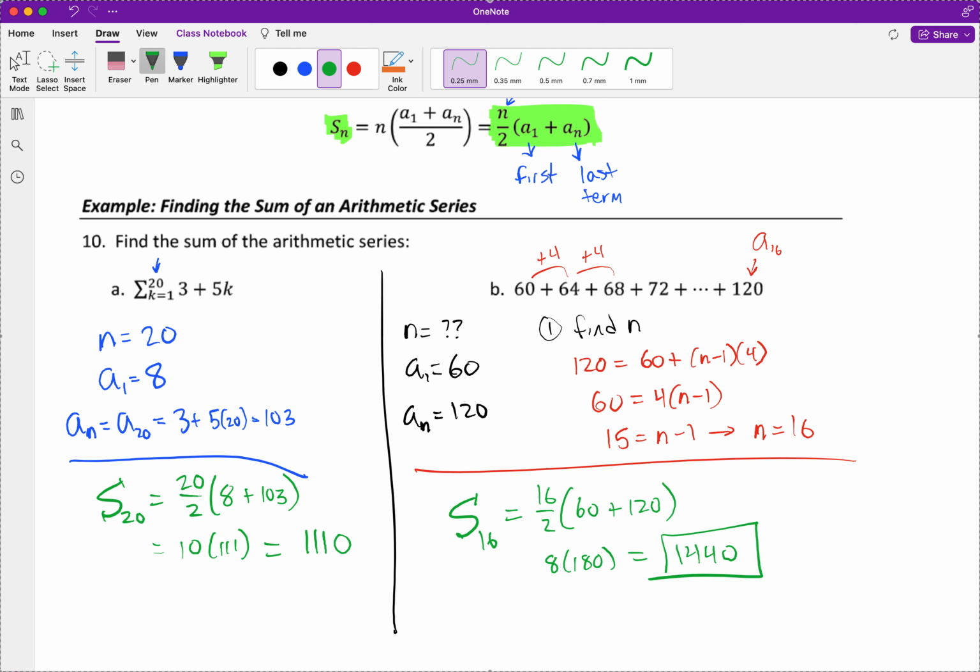Now, this one we can't really check in the calculator because it's not really in summation notation, but we could if we really wanted to, but it's just not really worth it, honestly, to try to check this one, unless you just have a lot of free time on your hands.